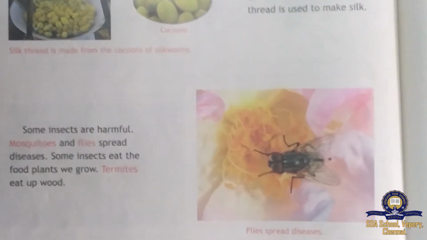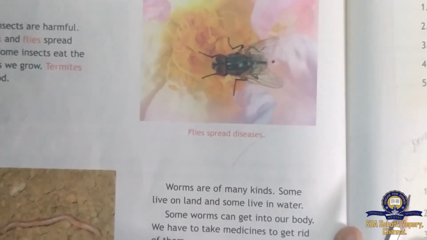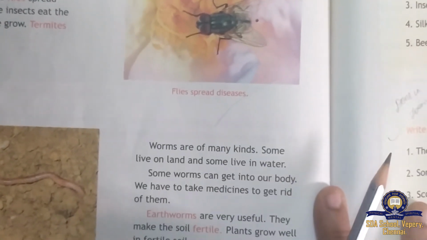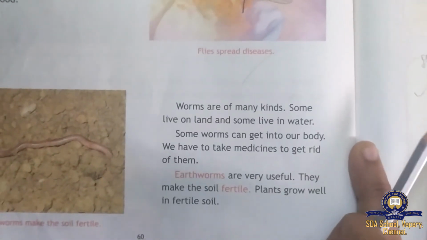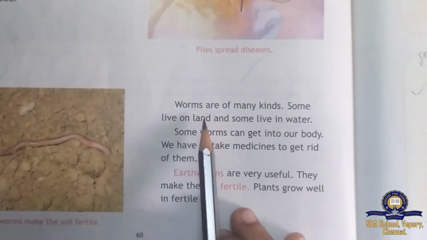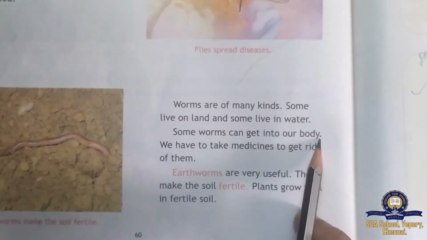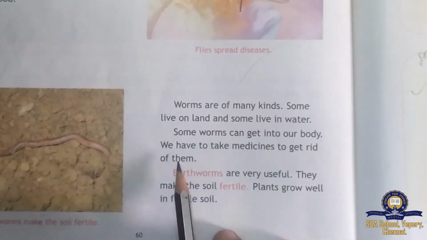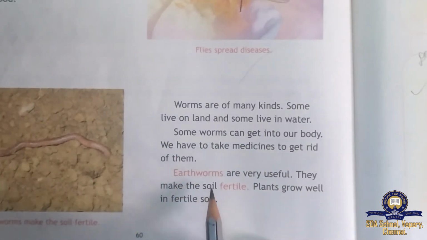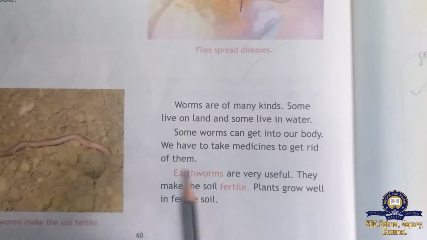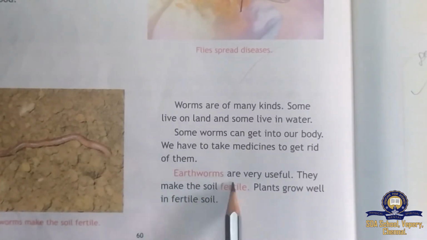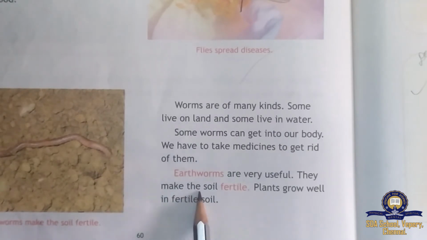And some worms, for example the earthworm, are very useful. Worms are of many kinds, and some live on land and some live in water. Some worms can get into our body, and we have to take medicines to get rid of them. The earthworm is called the friend of the farmer. Earthworms are very useful, and they make the soil fertile. Plants grow well in fertile soil.